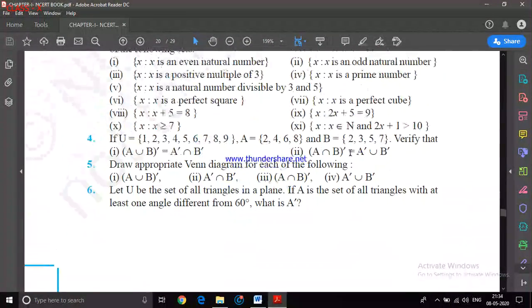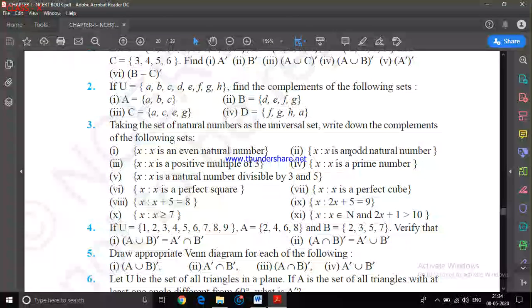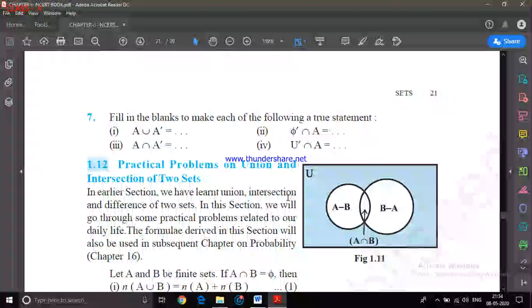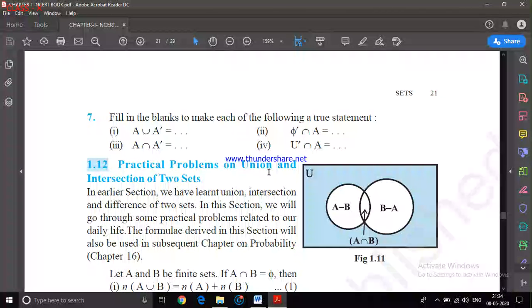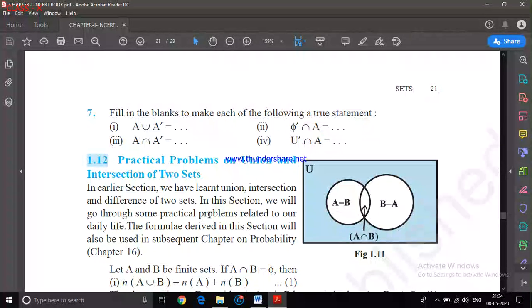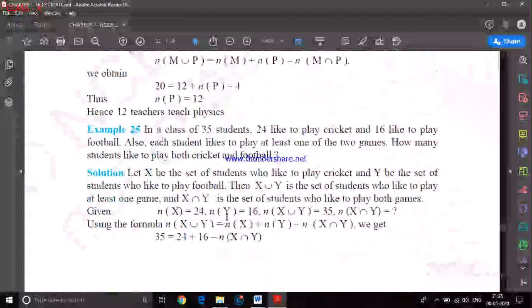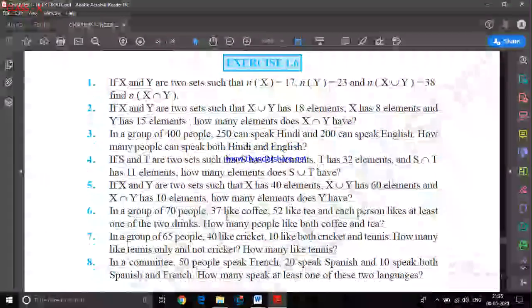Then what we do is, we'll take one revision class after this chapter is over. Then if you have any doubts, during that live session you can ask and we'll clarify it. Then we are left with one final topic, practical problems on the union and intersection of two sets. There are some practical problems to be solved. Next video I'll make, which explains all these practical problems. After this chapter is over, we'll take one doubt clarification class.